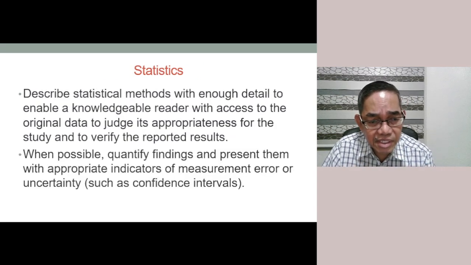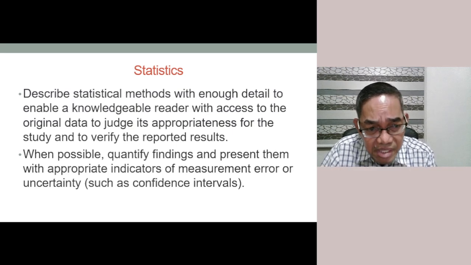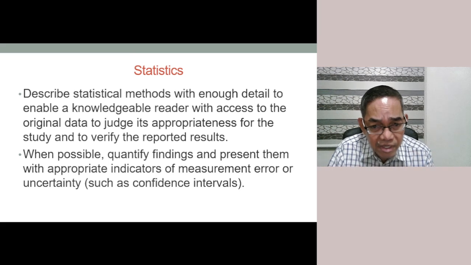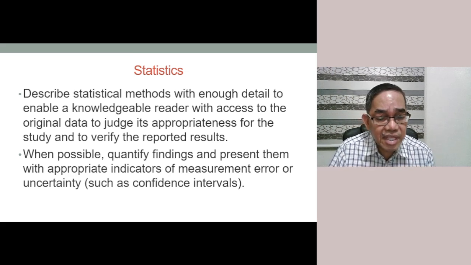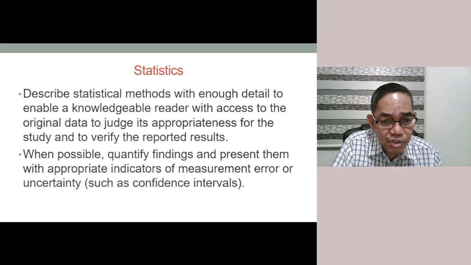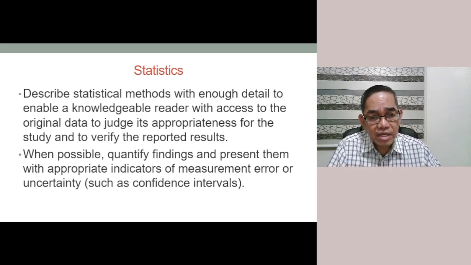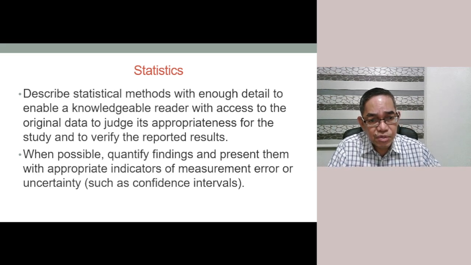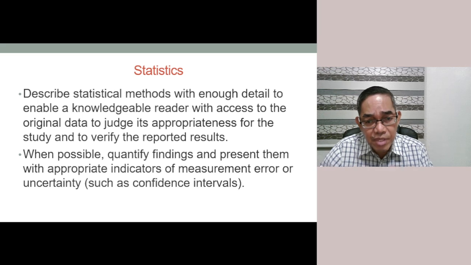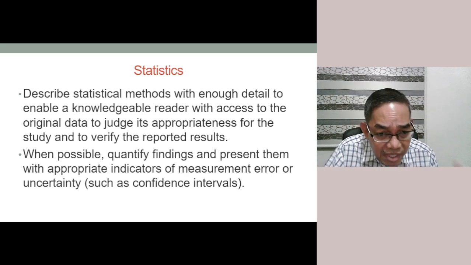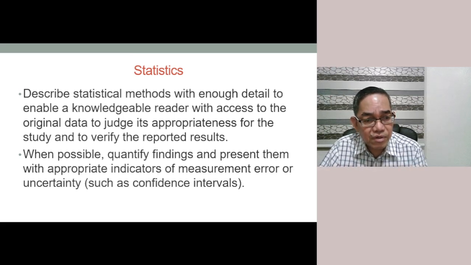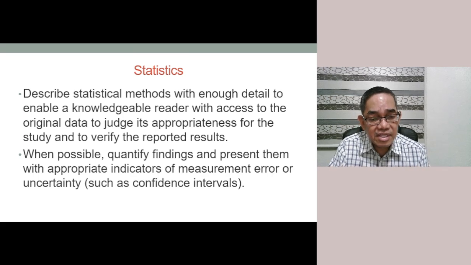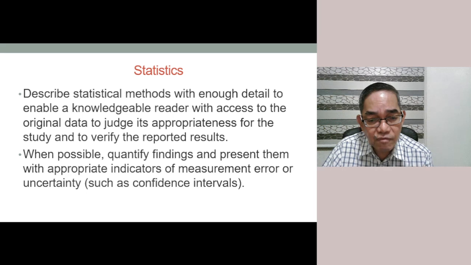And under statistics, you describe the statistical methods with enough detail to enable a knowledgeable reader with access to the original data to judge its appropriateness for the study and to verify reported results. If they want, for example, to verify the results that you have reported, you need to describe the statistical methods with enough detail. And when possible, quantify findings and present them with appropriate indicators of measurement error or uncertainty by talking of confidence intervals.